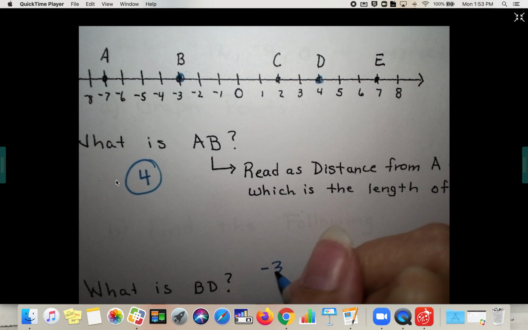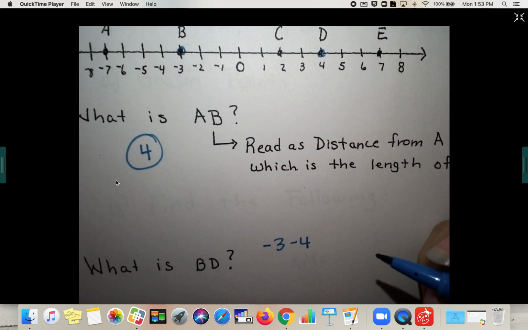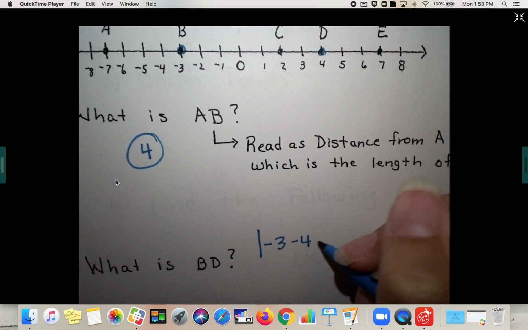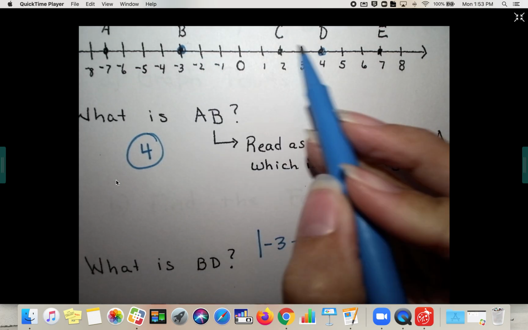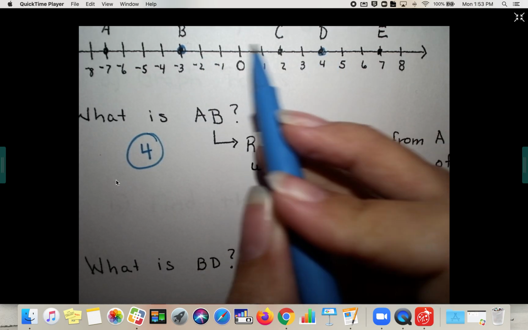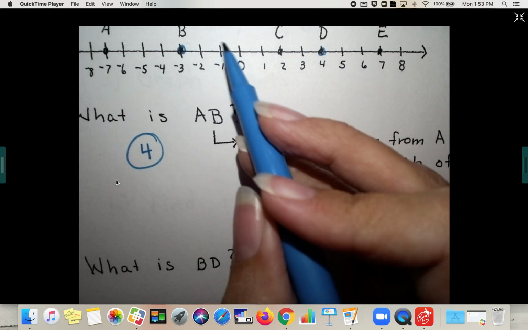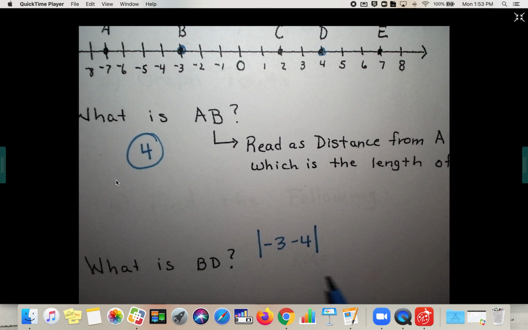So -3 minus 4. And what you need to know about distance whenever you're measuring lengths is it's the absolute value. It's not going to be a negative amount. If I tell you how far this distance is, it's not going to be a negative distance. It's just a distance. It doesn't matter if you go from start to finish or finish to start, it doesn't matter the direction you go. So for that reason, it's the absolute value. So -3 minus 4 is -7, but the absolute value of -7 is just 7.